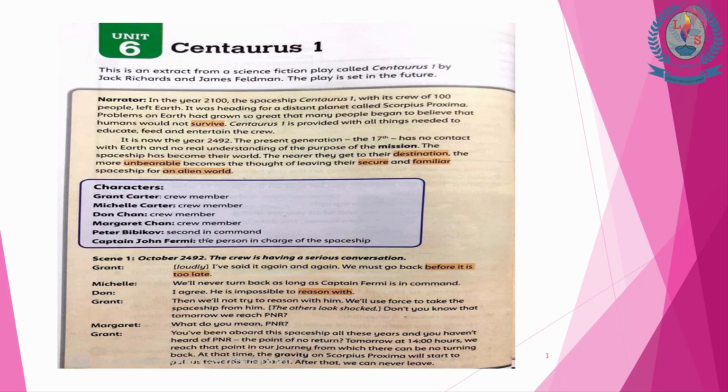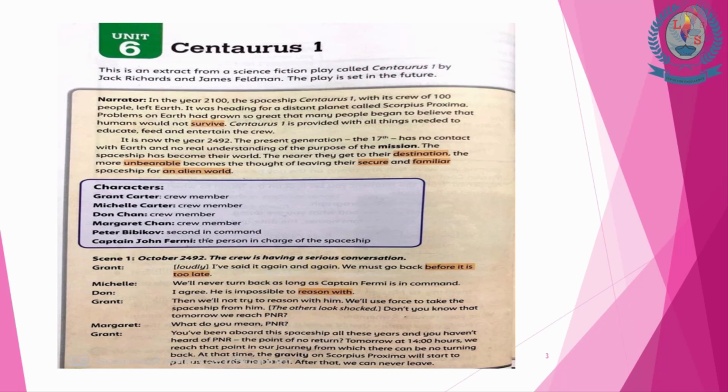Scene 1. October 2492. The crew is having a serious conversation. Grant, loudly: I have said it again and again. We must go back before it is too late. Michelle: We will never turn back as long as Captain Fermi is in command. Don: I agree. He is impossible to reason with. Grant: Then we'll not try to reason with him. We'll use force to take the spaceship from him.